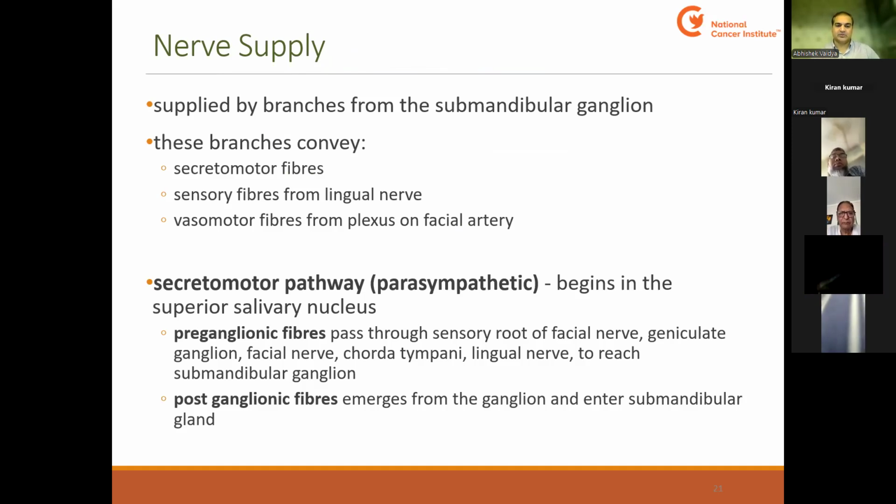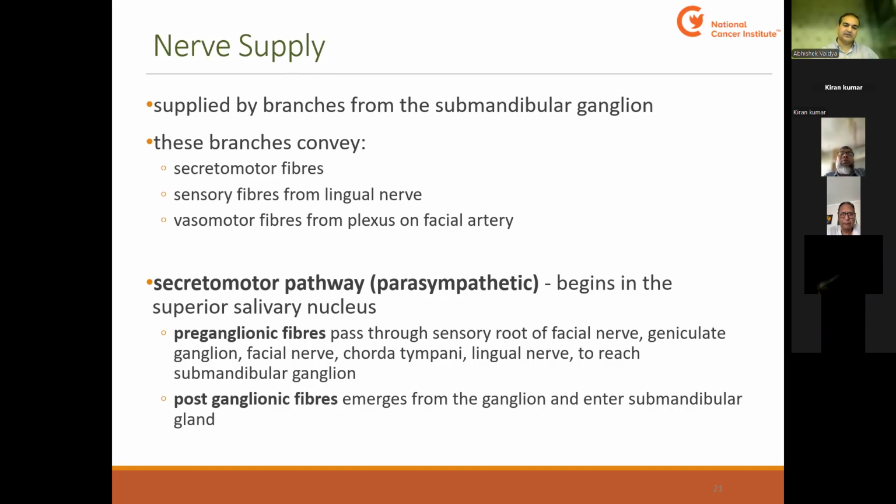The secretomotor pathway is the parasympathetic pathway. Now this pathway begins in the superior salivary nucleus in the midbrain. The preganglionic fibers pass through the sensory root of the facial nerve, then into the geniculate ganglion via the facial nerve, travel into the chorda tympani branch through the lingual nerve to reach the submandibular ganglion.